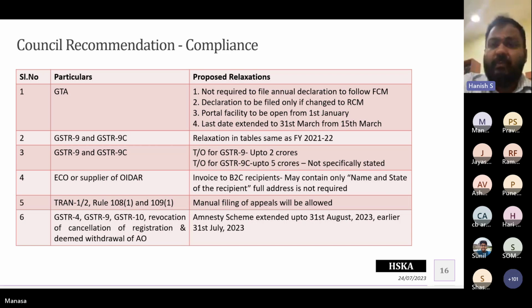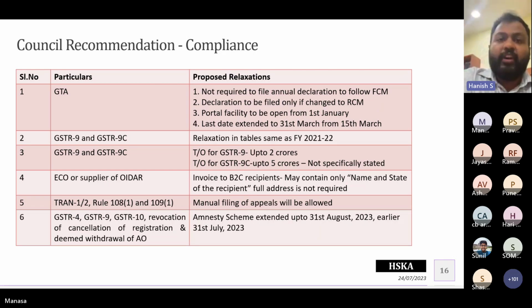Okay. Now, there are a lot of relaxations in the tables relating to GSTR 9 and 9C in 21-22. Council has recommended that those relaxations will continue even in 22-23. If my turnover is up to 2 crores, there is no need to file GSTR 9. There is no clarification, at least in the press release, on 9C not being applicable to turnover less than 5 crores, but I'm sure that exemption is also going to continue.